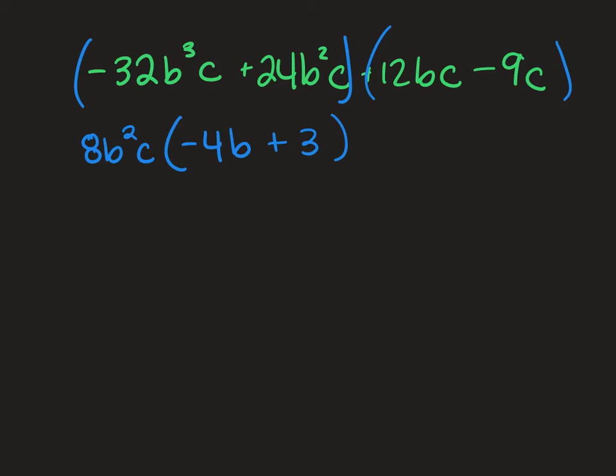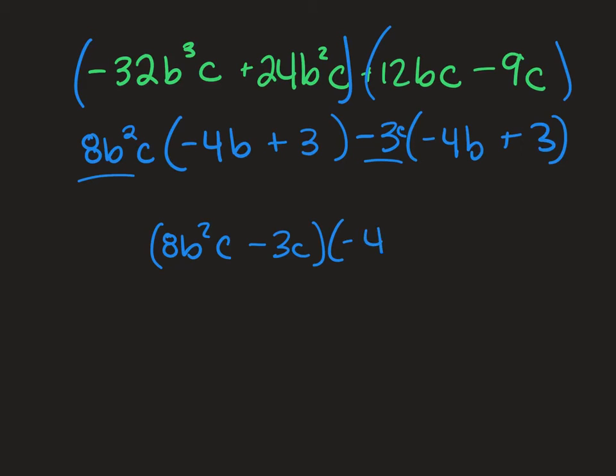And then from the other one, we need to take out a negative 3c. So then that gives us negative 4b plus 3. So then that gives us 8b squared c minus 3c, negative 4b plus 3. If you pulled out a negative 8b squared c at the beginning, that's fine. That just means your signs for both of them would be backwards than what I have up here, which is still okay.